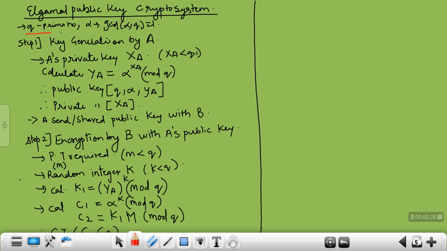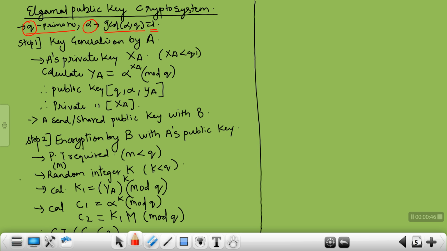You require a q which is a prime number, and you require a value called alpha. The alpha value should be chosen such that GCD of alpha comma q is always equal to 1. So the alpha value will also be provided to you, and this q value will also be provided to you. Now let us go to step number 1.